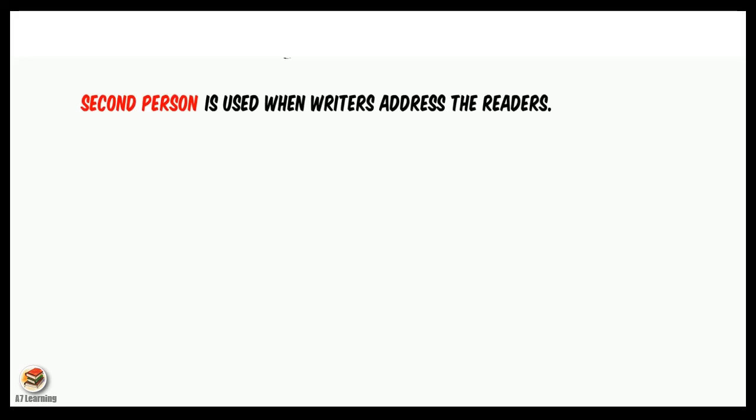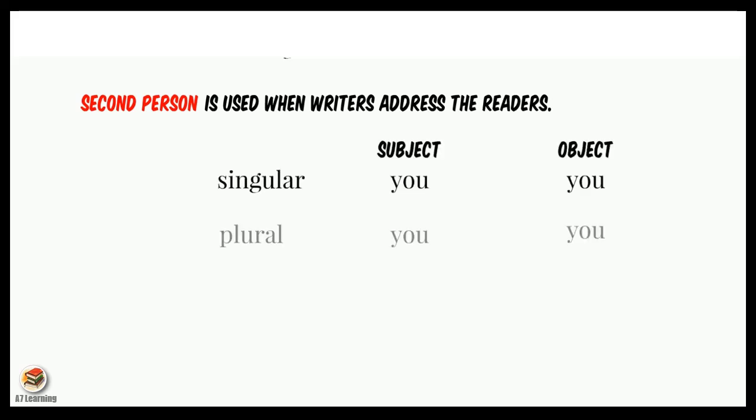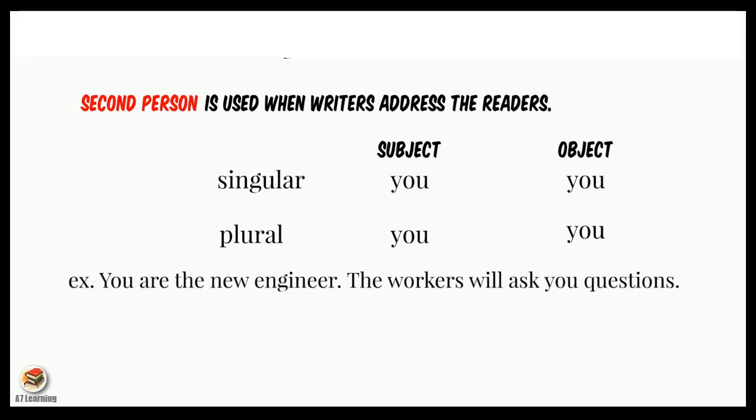The second person is used when writers address the readers, or if a person is speaking, they're addressing the listeners. If you notice here, the singular and plural forms of both the subject and object are the same. In this example we have, you are the new engineer. The workers will ask you questions.